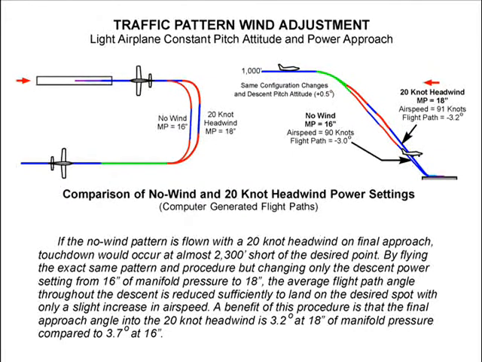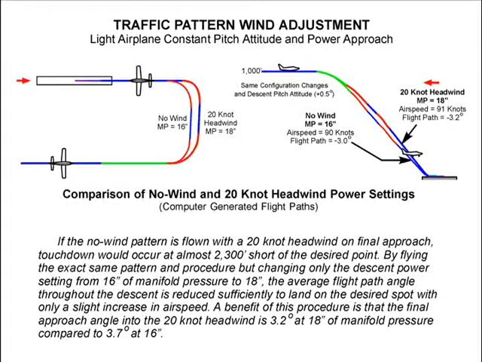After we have fine-tuned the constant pitch and power traffic pattern in no-wind conditions, let's consider the effect of a headwind on final approach. If we fly the no-wind pattern in this case, we will land short. This can be avoided by increasing the descent power setting, which reduces the average rate of descent for the entire descending portion of the traffic pattern. Other than this increased power setting, all other parts of the traffic pattern procedure remain the same.